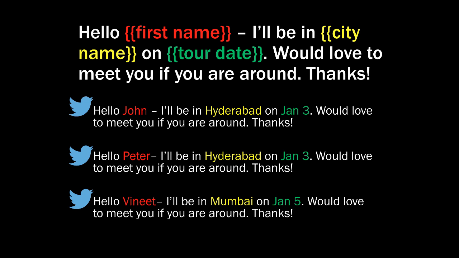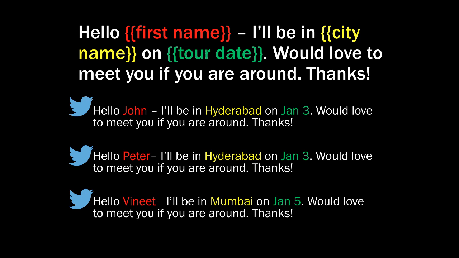Or let's take a more complex case. Let's say you're a brand and you're trying to meet people in different cities on different dates. So you will set up a template, but in this template you will have more variables, because the person name will change, the city in which they live will change, and also the date when you are visiting that city will change. So you'll put all these three variables inside double brackets and create your template, and the Twitter Merge application will take care and send personalized tweets or DMs to all these people in one go.